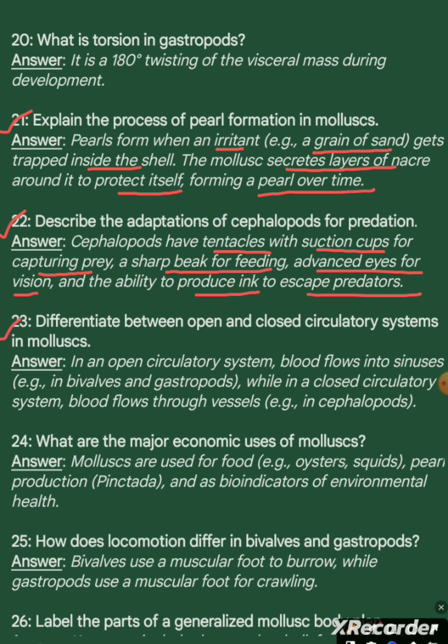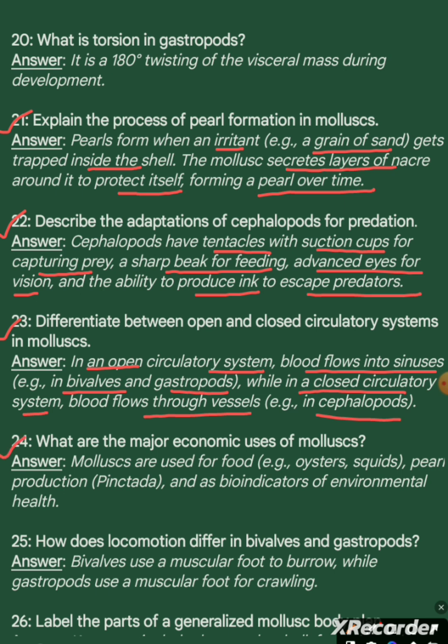Question 23. Differentiate between open and closed circulatory systems in mollusks. Answer. In an open circulatory system, blood flows into sinuses, for example in bivalves and gastropods, while in a closed circulatory system, blood flows through vessels, for example in cephalopods.